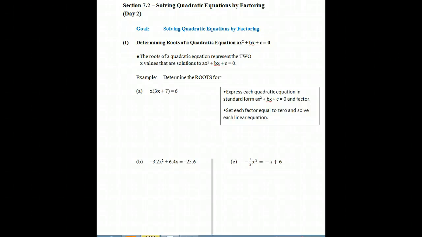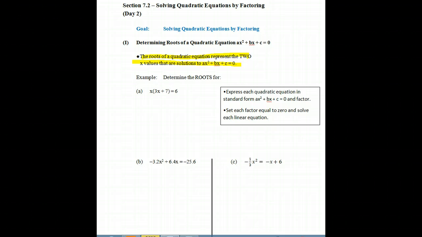We will continue looking at solving quadratic equations by factoring. In these equations here, the roots of the quadratic equation represent two x values, so we should get two separate answers. And when we begin here now, the questions are not as straightforward as we had seen in the last couple examples, so usually it would take a little bit more work to get them set up properly.